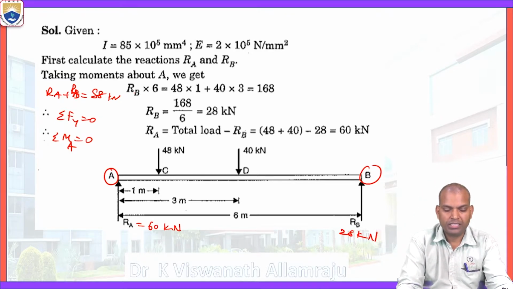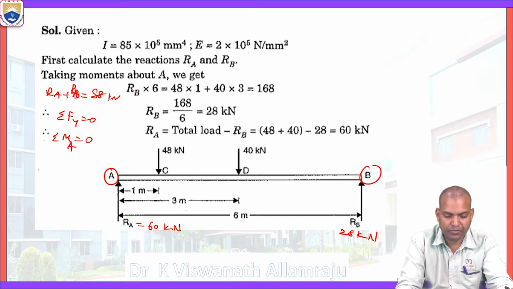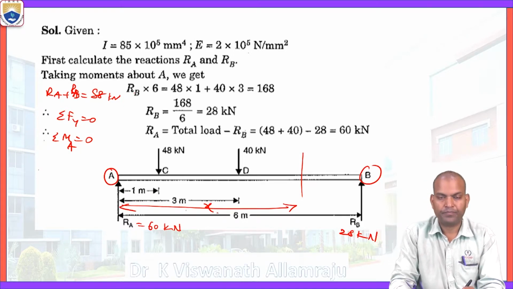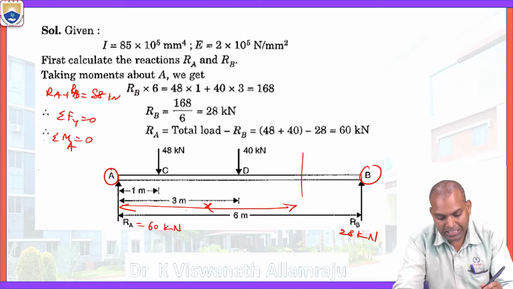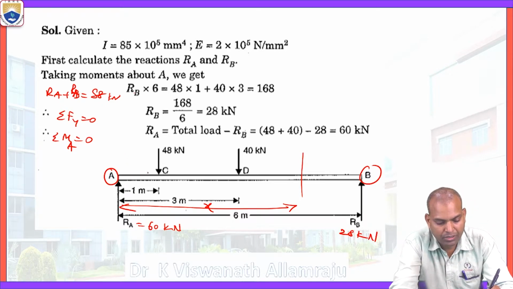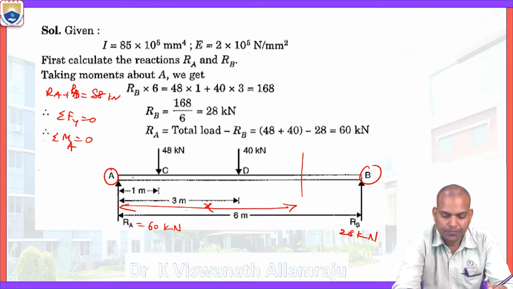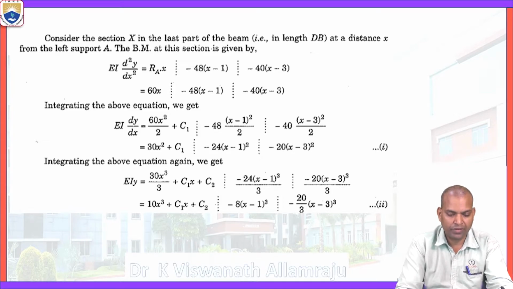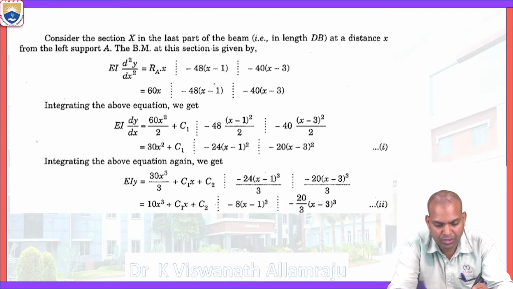Now we have to write the bending moment equation, considering the section between points D and B, such that the equation involves the parts A to C and A to D and also the total AB. That equation is EI times d square y by dx square equal to Ra times x minus 48 times x minus 1 minus 40 times x minus 3.